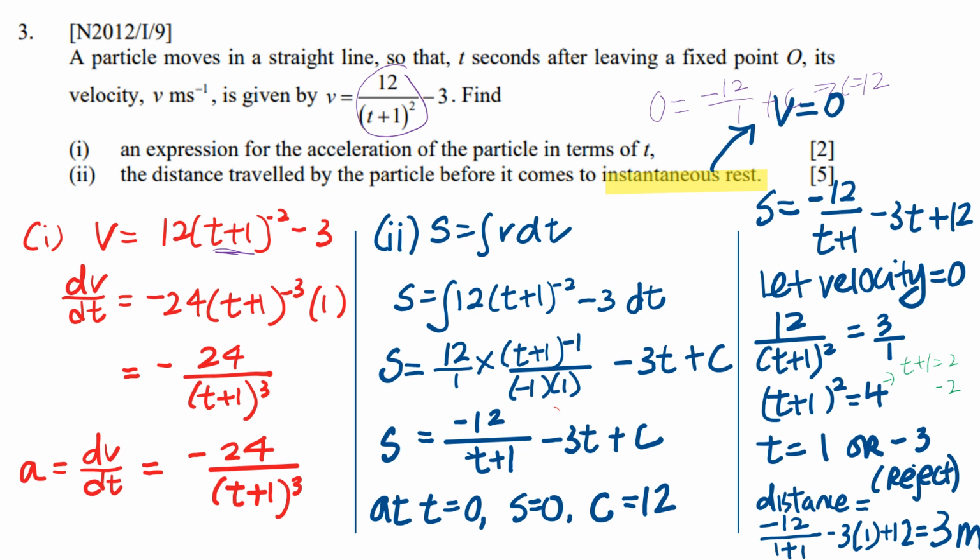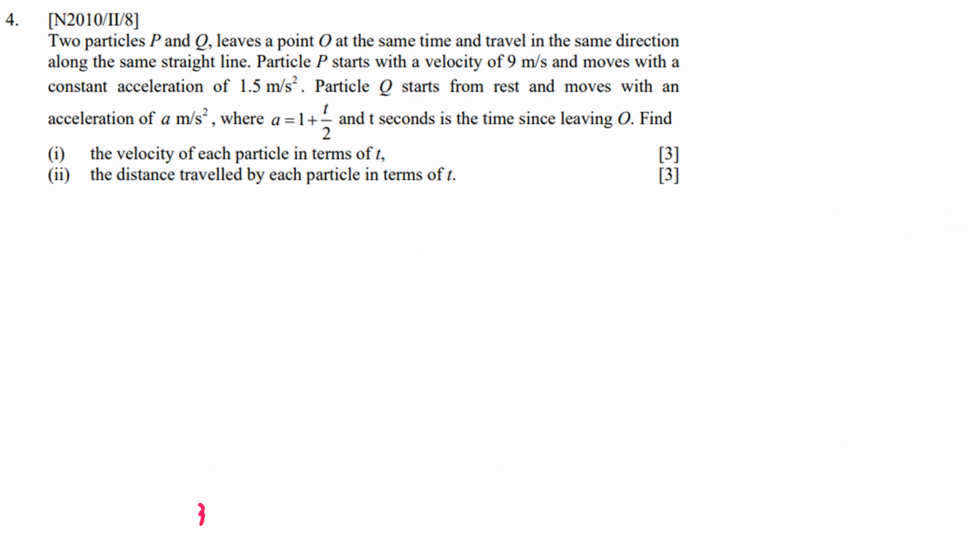So you substitute t equals 1 into this distance formula, and you find that t equals 1 will give you a distance traveled of 3 meters. Right, let's look at the next question.